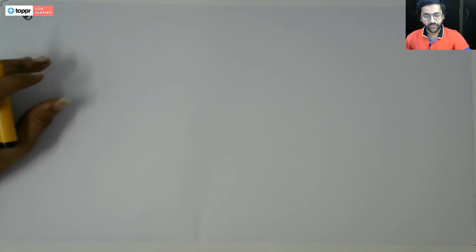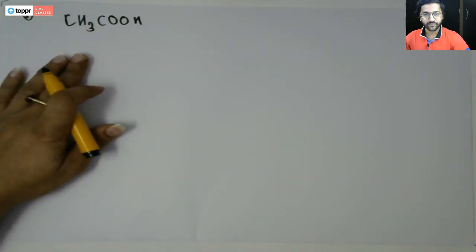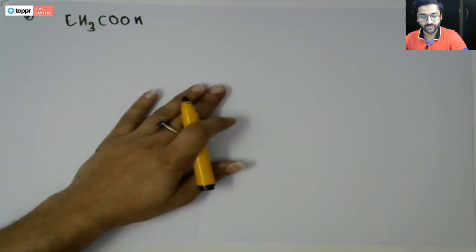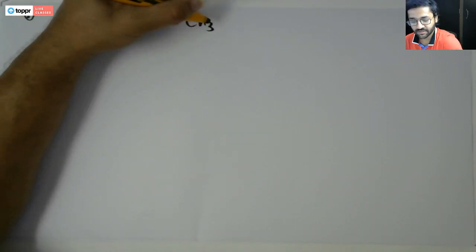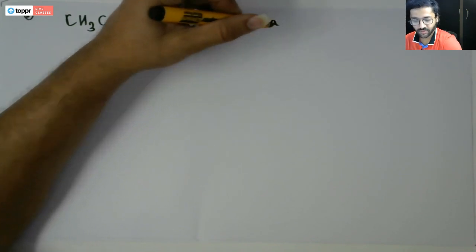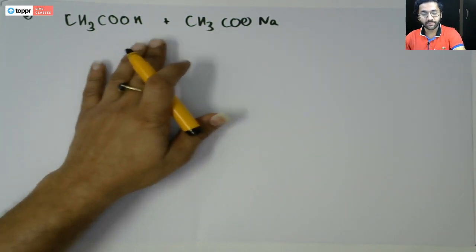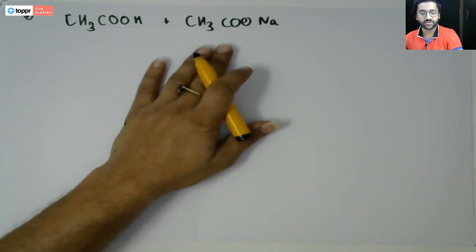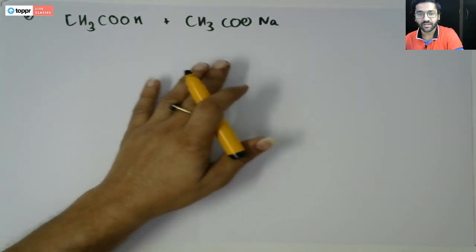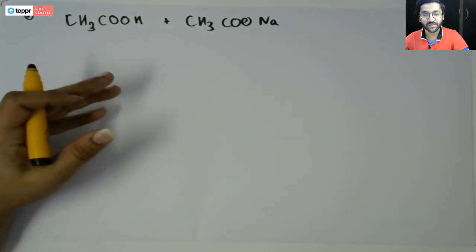So there are times when we have a weak acid such as CH3COOH, acetic acid, and its salt like CH3COONa. When a weak acid and its own salt come together in one solution, or a weak base with its salt, these kinds of solutions are known as buffer solutions.